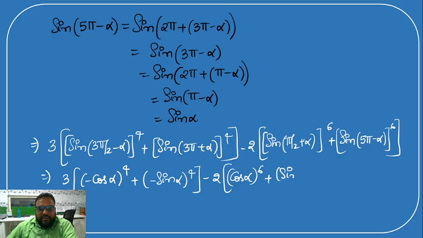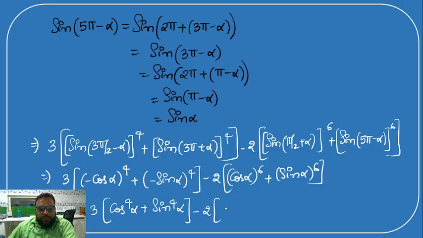So this is sin alpha to the power of 6. Okay. So this part, when you go for the further simplification, I can write as 3 into cos to the power of 4 alpha plus sin to the power of 4 alpha, minus 2 into cos to the power of 6 alpha plus sin to the power of 6 alpha.